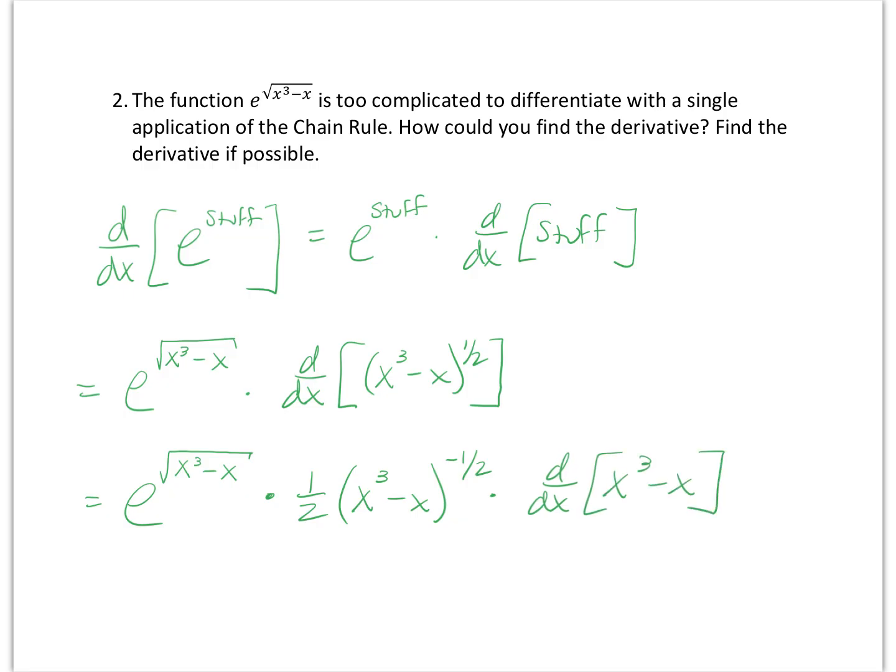Okay, and then one final line, most of which is copying, right? I'm going to copy this factor, and then I'm going to take this derivative. Okay, the derivative of x cubed minus x would be 3x squared minus 1.